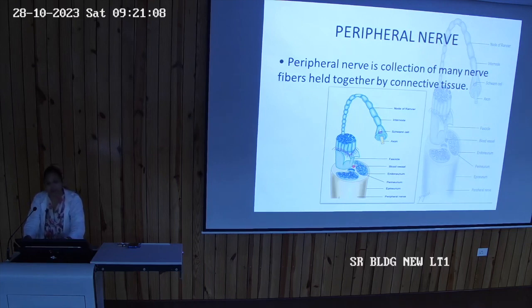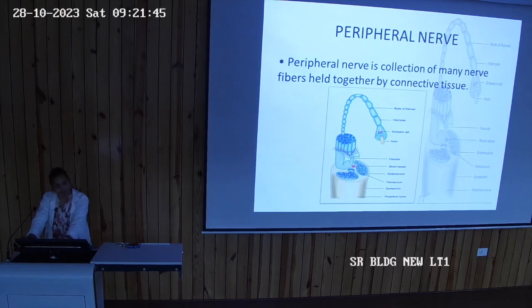So a peripheral nerve is a collection of many nerve fibers which are held together by connective tissue. The single axon is covered by the myelin sheath, then they are surrounded by which type of connective tissue? Loose areolar connective tissue, which is known as endoneurium. Collections or bundles of nerve fibers are known as fascicles, which are surrounded by perineurium, and all of these perineurium are surrounded by a single dense connective tissue layer, which is epineurium.